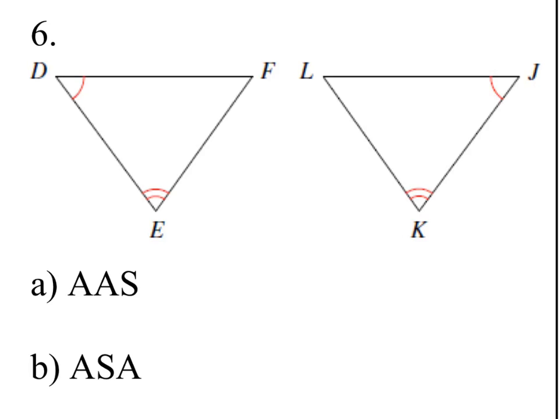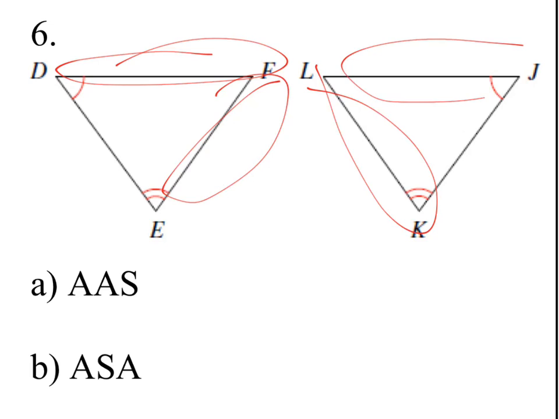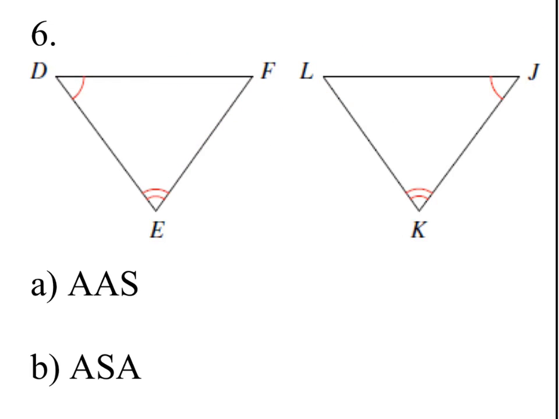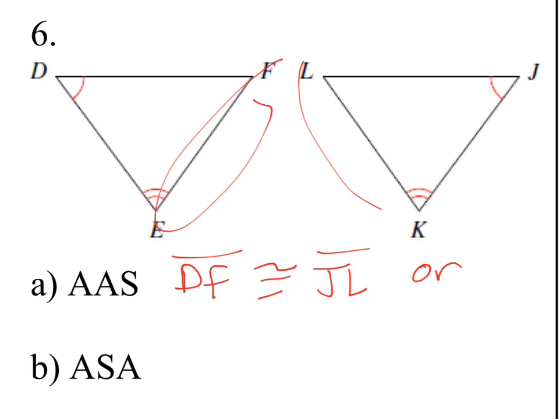Moving on to 6, we already have 2 angles matching on both of these. We want angle angle side. So this one actually has 2 answers because we already have 2 angles in a row, and there's 2 sides that are not between them that we could try to match up. Let's do DF congruent to JL, or you can do the other one, FE and LK congruent.